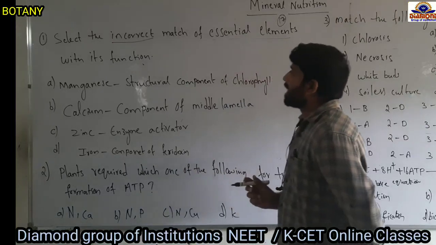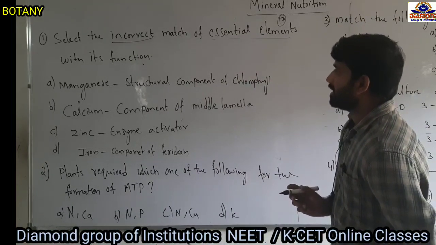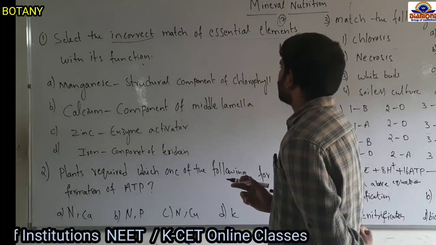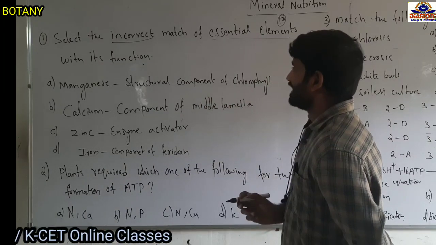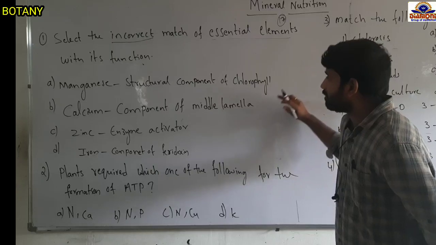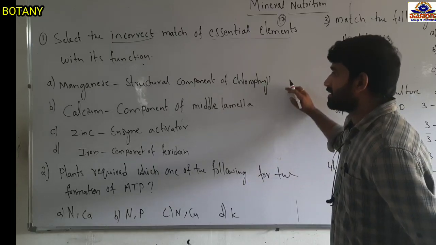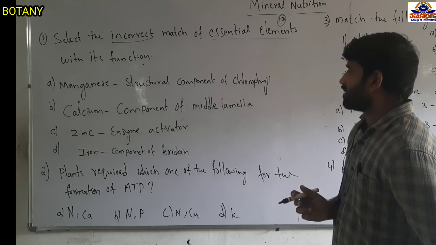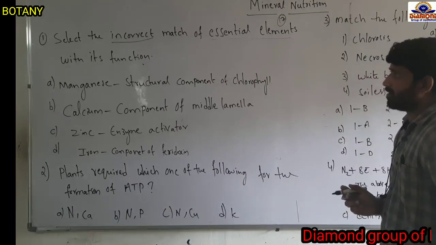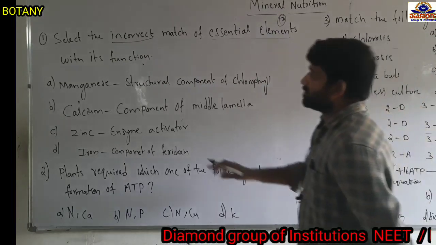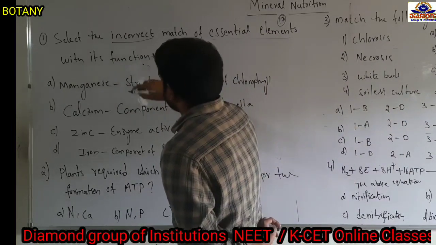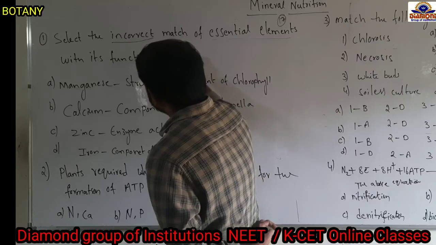See, they are given as: Option A, manganese, structural component of chlorophyll. B, calcium, component of middle lamellae. C, zinc, enzyme activator. And D, iron, component of ferredoxin. So here, option A, manganese. Manganese is a major component in the photolysis of water.